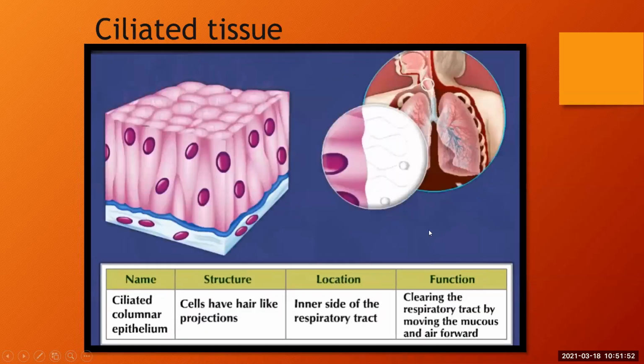Then the next is ciliated epithelium tissue, ciliated tissue. In ciliated columnar epithelium, the cells have hair-like projections, and it is located in the respiratory tract, clearing the respiratory tract by moving the mucus and air forward. While taking oxygen inside, the air will be purified by the hair-like projections which are present. They are known as the cilia.